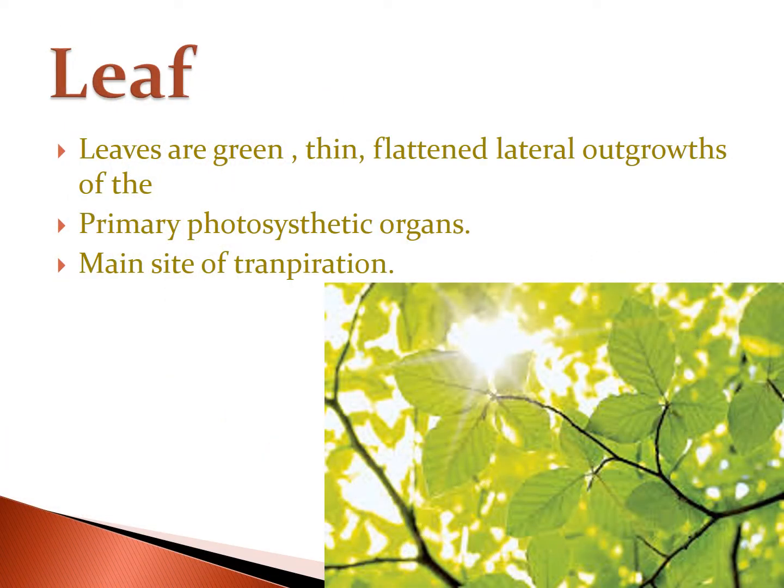Leaves are green, thin, flattened lateral outgrowths of the plant, the primary photosynthetic organs. The stem also does photosynthesis. In the previous class we learned that the secondary function of the stem is photosynthesis, because some stems, not all stems, have chlorophyll. By the help of chlorophyll, the stem also does photosynthesis. But the primary photosynthetic organ is the leaf only.